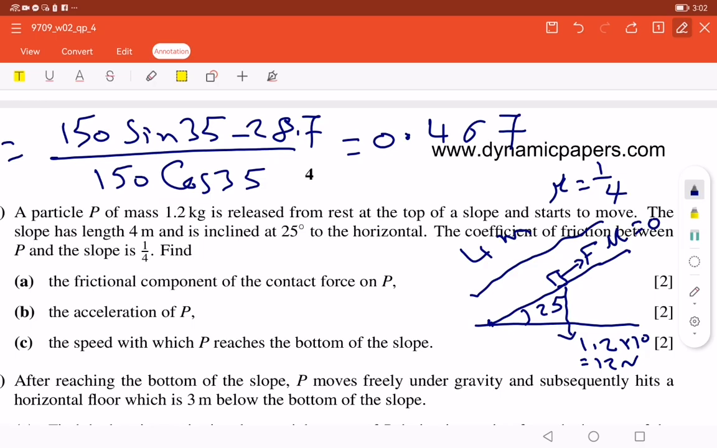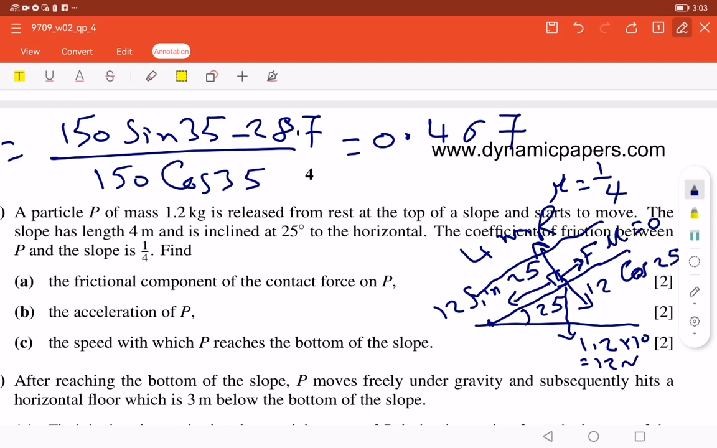And look here, the body is released downward. What does it mean? It means the friction force is upward. Don't forget the component of the weight downward along the greatest slope equals 12 sine 25. And don't forget R, the normal reaction, and the component of the weight in the opposite direction of R, which is equal to 12 cosine 25. It's okay?